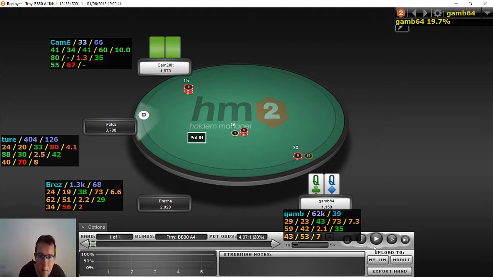The cutoff and button have both folded, and the small blind raises into me. The small blind is a loose aggressive player. I'm not sure exactly how loose aggressive, but all his stats look fairly aggressive at the moment. Both pre-flop and post-flop, he is active, raising and betting a lot. So this could be a range as wide as 100% of his hands, or something certainly over 50%.